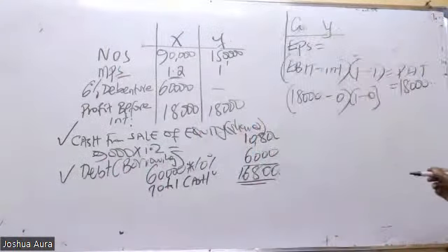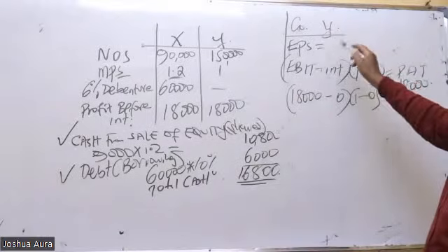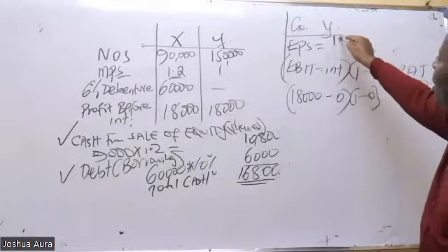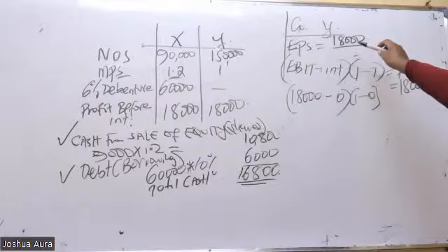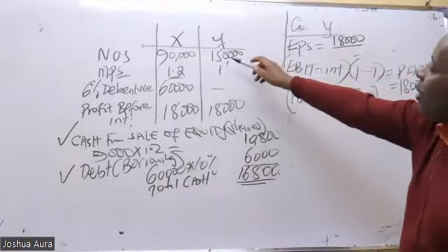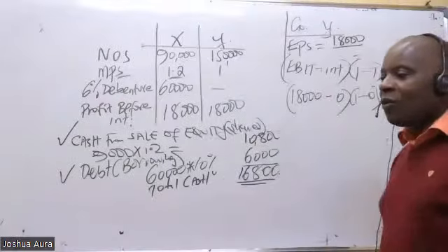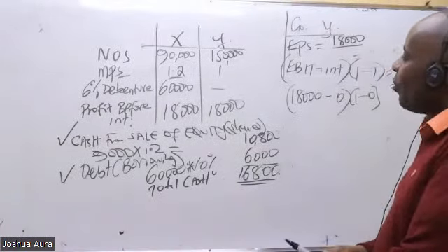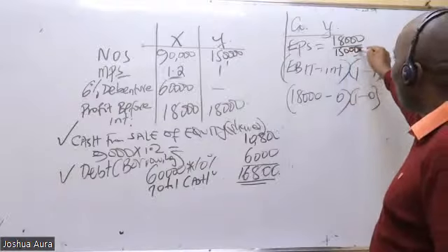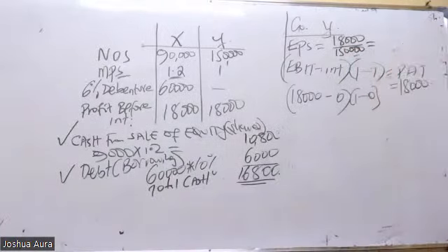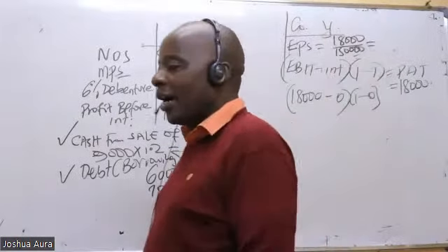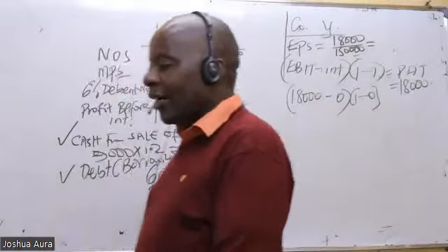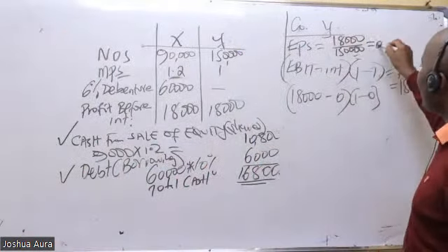18,000. Now, ladies and gentlemen, once I get this, I know how to calculate EPS. It is profit after tax, which is 18,000, divided by the number of ordinary shares of company Y. How many? 150,000, isn't it? Therefore, each share will give us what earnings? What is the earnings per share? So they're saying it is 0.12.